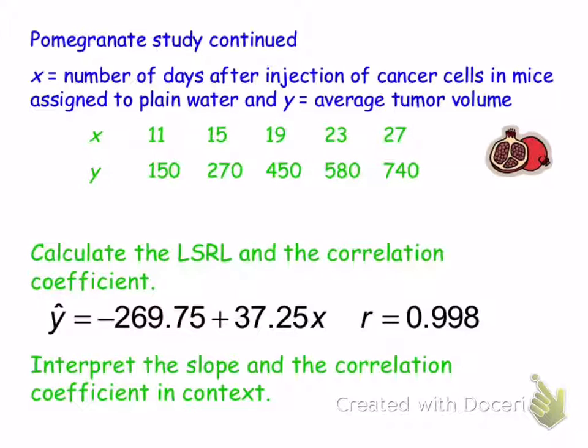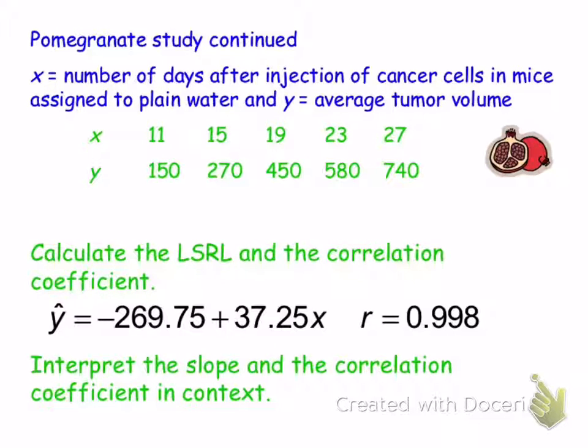Okay, so I have my LSRL and then I have my correlation coefficient. We're going to work on interpreting those, okay? So if I wanted to interpret the slope in the context of the problem, if you go to page 99, so maybe you hold your page and then go to 99. My x-axis is number of days after injection of cancer cells in mice assigned to plain water.